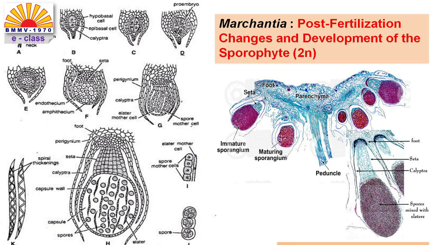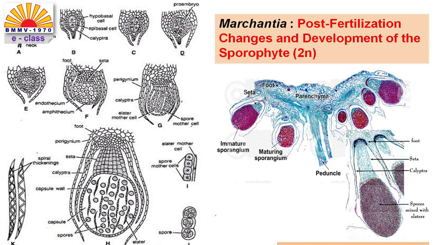The developing sporophyte is surrounded by three protective layers of gametophytic origin: calyptra, perigynium, and the pericytium. Zygote develops into the sporangium. The mature sporangium can be differentiated into three parts: the foot, the seta, and the capsule.